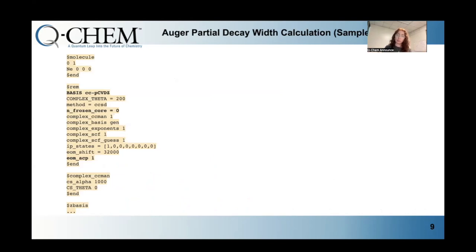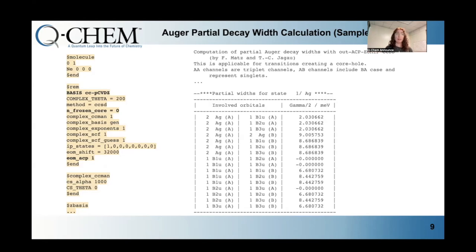So again, as a sample input job here, you see the EOM ACP keyword is specifically what we want here. You'll want to pay attention to the basis set also. I've also put that in bold because you want to make sure you're using an appropriate complex scaled basis set, and I should have highlighted the complex basis gen rather than basis. I apologize for that. But yeah, so this is the out version. There's an in version and an out version, depending on which of the configurations you want to eliminate from the space. But when you generate this output file, it contains a list of all of the open decay channels and their partial widths for each core ionized state in this nice little table that you see here.